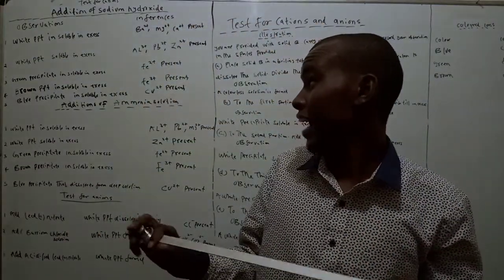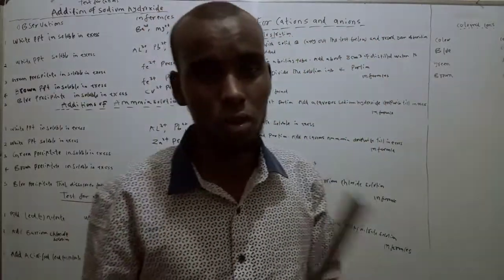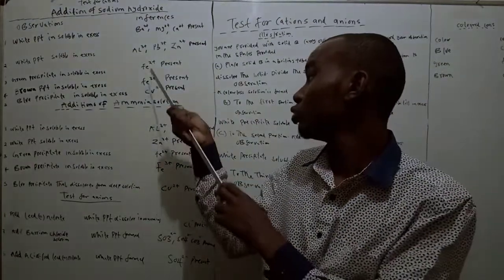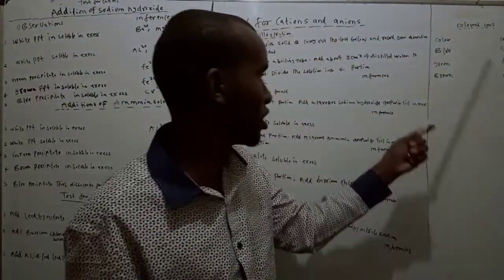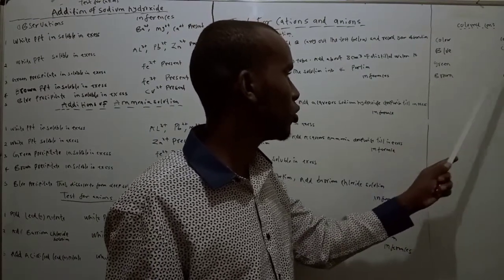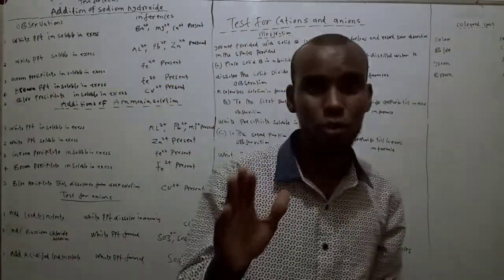What we have identified here, that there are only three ions which are colored, which we have iron 2, iron 3, and copper, which I've written here. The colored ions, we have copper 2, which is blue, iron 2, which is green, and iron 3 brown. Those are the colored ions.